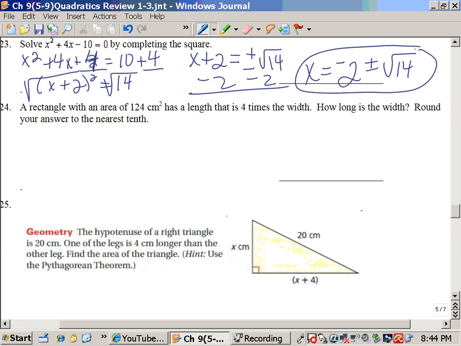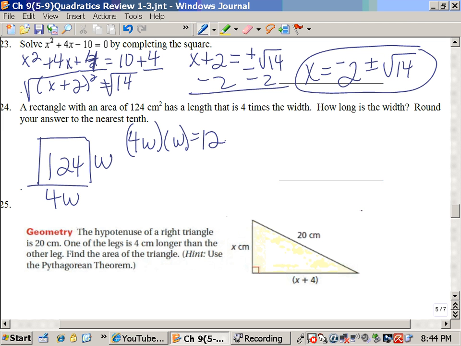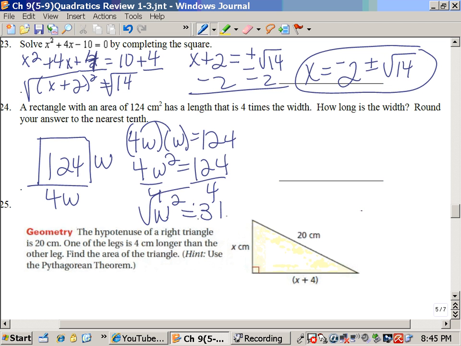Let's get busy with 24. I like this one. It's pretty simple. I have a rectangle. The area is 124. The length is 4 times the width. So if this is the width, then the length is 4 times that. Now I just have to multiply length times width, 4w times w equals 124. There's no distributive property here. I just have to multiply the coefficients and add the exponents. Then divide by 4. We're solving by using square roots. And w squared equals 31. Take the square root of 31. Now this one definitely says to round to the nearest tenth.